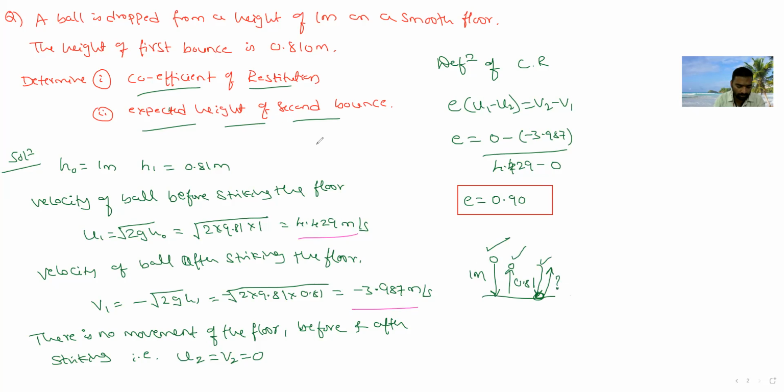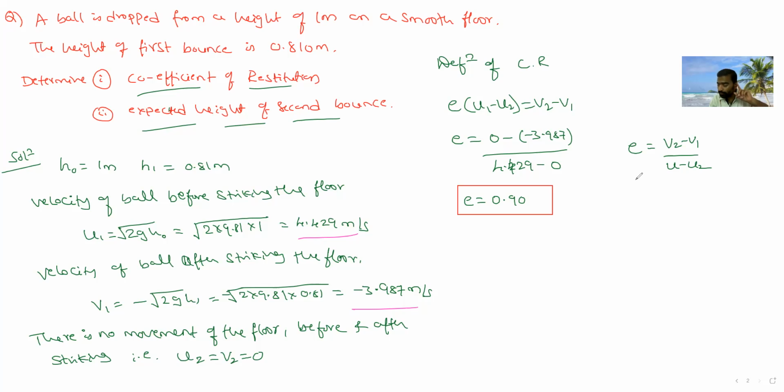How to determine that one? You don't assume that. You have a standard formula. See, you have the coefficient of restitution. All of you look at this one. E is equal to V2 minus V1 divided by U1 minus U2. The coefficient of restitution is nothing but the ratio of the relative velocity of separation to the relative velocity of approach.